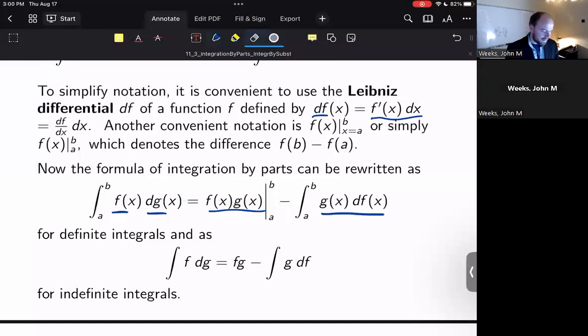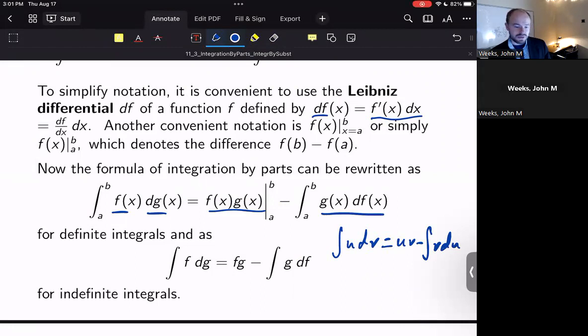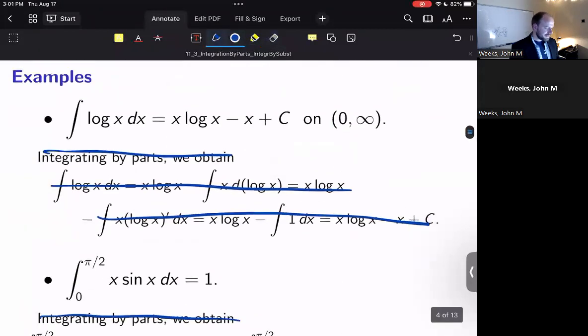This is exactly what happens when we do this oftentimes in an introduction to calculus course. Usually instead of f and g, you are seeing u and v, right? You might recall the integral of u dv equals uv minus the integral of v du. This is exactly the Leibniz differential that we're choosing to use here. Now, some examples of this.